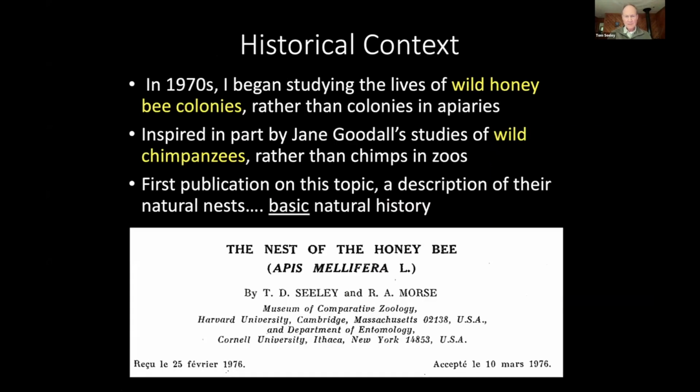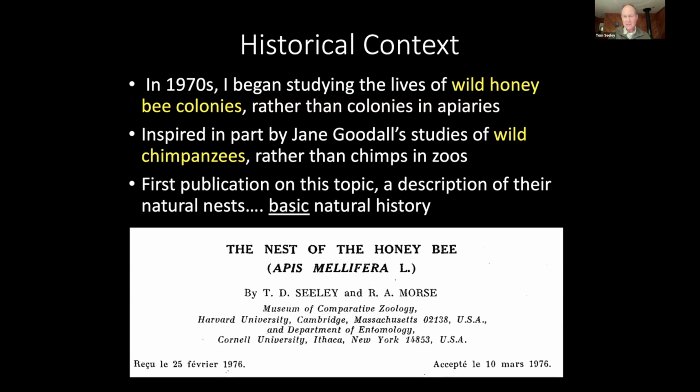Now, I'll say a little bit of the historical context of how I got interested in this work, which began 50 years ago. In the 1970s, I began studying the lives of these wild colonies rather than colonies in apiaries. And I didn't know of anybody that knew anything about the wild colonies in the United States and North America. And I have to say, looking back, I think I was inspired in part by Jane Goodall's studies of wild chimpanzees, because she was in a position where people had studied chimps in zoos, but not in the wild. I felt a parallel situation.